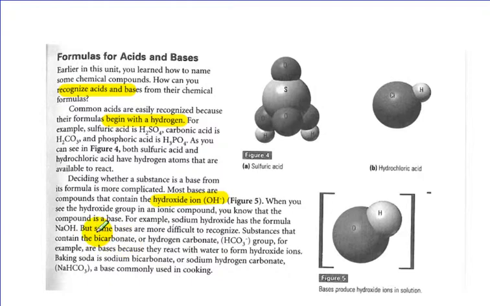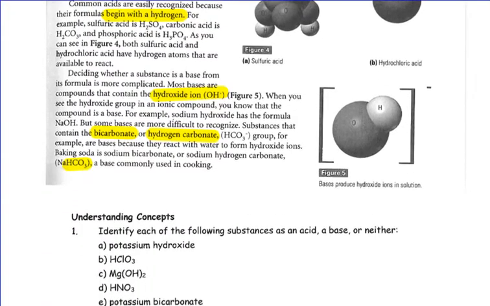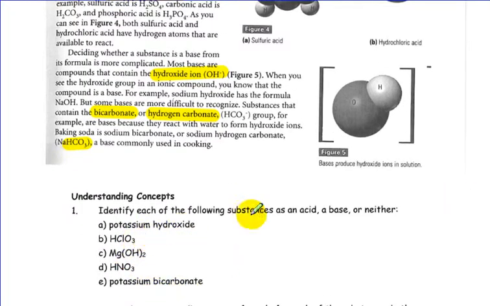Substances that contain the bicarbonate ion or hydrogen carbonate are examples of bases. Baking soda, for example, sodium bicarbonate or sodium hydrogen carbonate, you can see it has that ending there. So OH or HCO3. From that you should be able to identify which ones of these are acids and which ones are bases. So just write acid or base beside each.